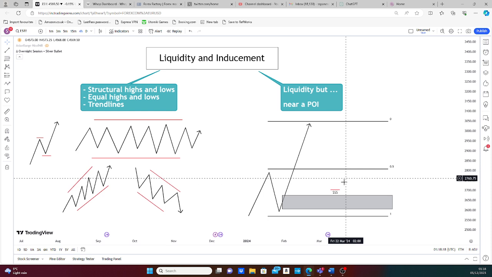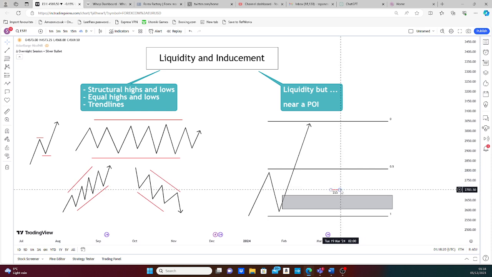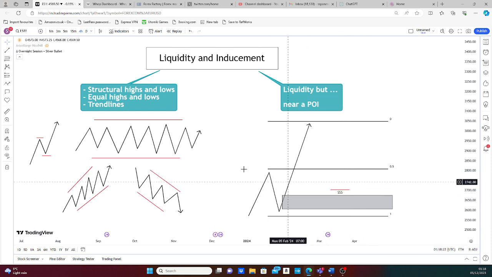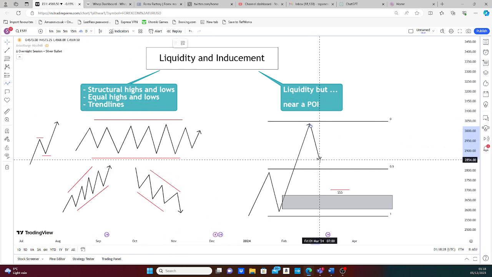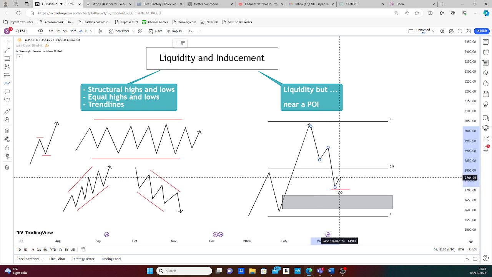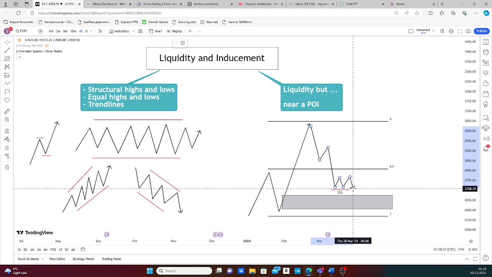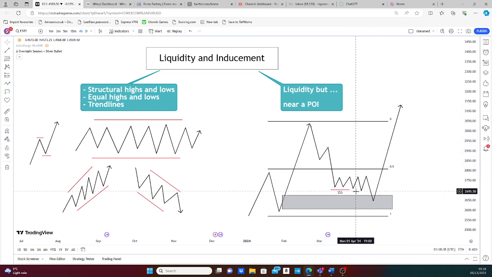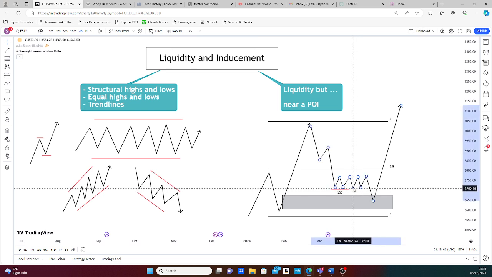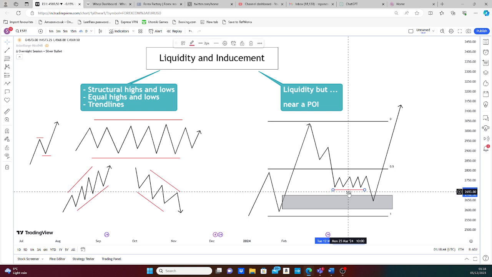Now we go on to version two, which is very, very similar to version one. But what we're going to see now is this. We're going to see the second form of liquidity being produced. So what we're going to see is we're going to see price come down, and we're going to see price forming equal lows just below our POI. Now we see a mitigation of the POI before it moves higher. So it's the same principles as before, really. So what we're seeing is equal lows being dropped just above the POI.